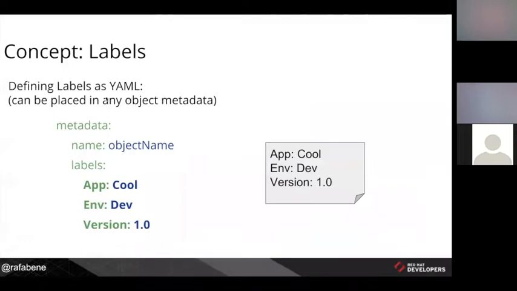So how do I define a label? Every Kubernetes object has a metadata section. So you just place a collection of key values. Okay, so you specify a key and a value that will create a label.